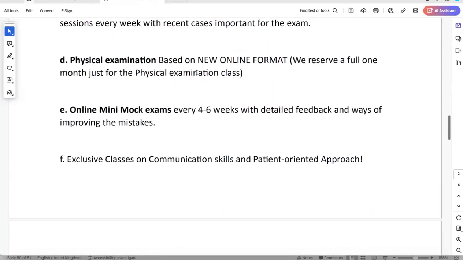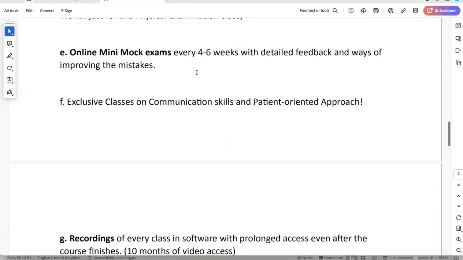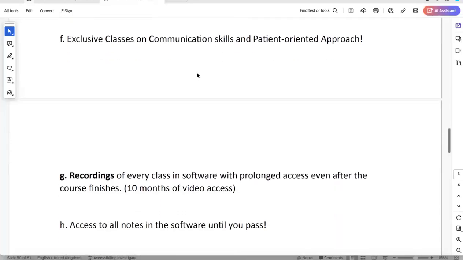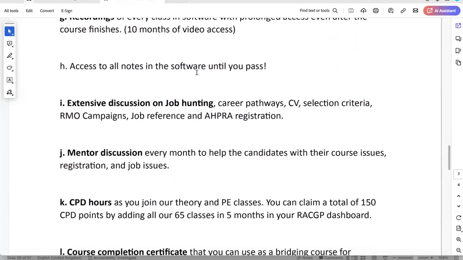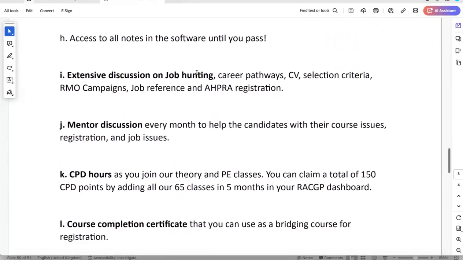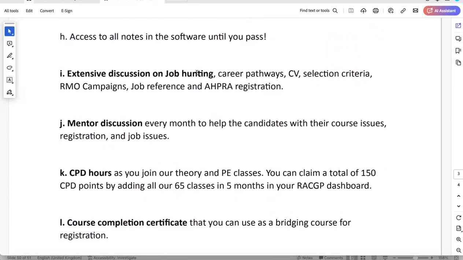Okay, so physical examination, we do the physical examination after 2 months of the course, and we mainly would focus on both online and face-to-face for your batch. There is a full 1 month that we take just for physical exam because it is very important for your preparation. You get mini mock exams as part of the course, and as I say, the recordings will be given after each class. So if you can't join the live class, then you can always go through the video recordings. The notes will be there. So any questions that we discuss, any theory notes, any role play notes, everything is in the portal.